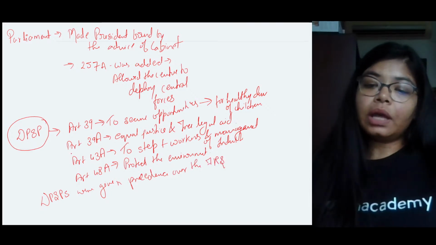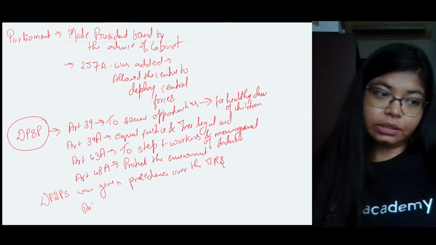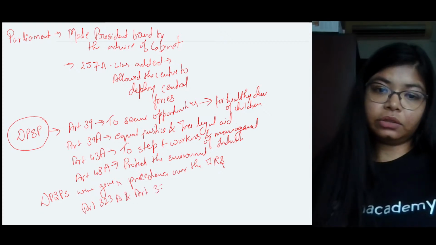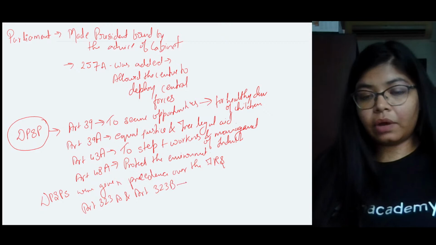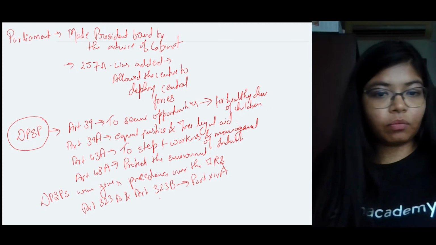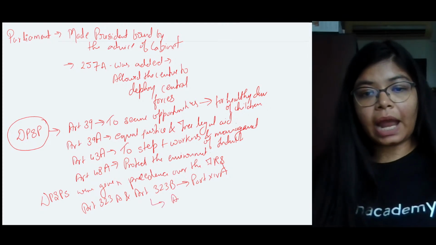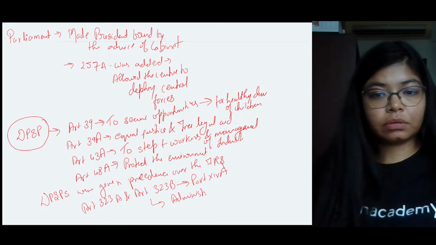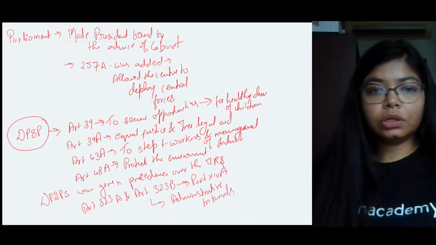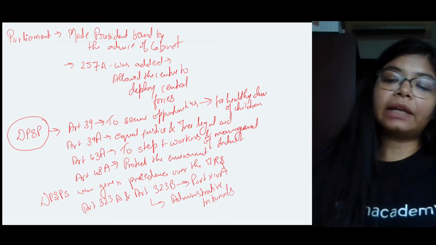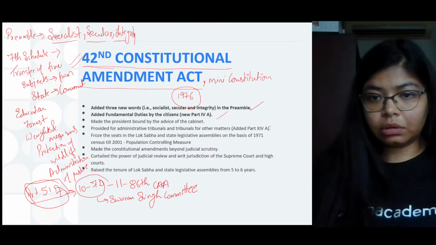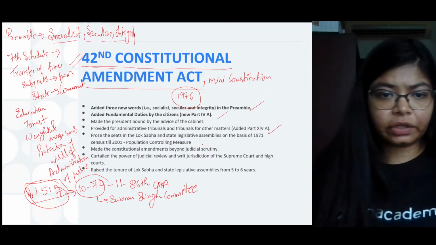Right? And also Article 323A and Article 323B were added and Part 14A was added. Can someone tell me what was it? About administrative tribunals. Fine. So this is what was added by the 42nd Constitutional Amendment Act. I have discussed these things. You can click a screenshot of it if you want.